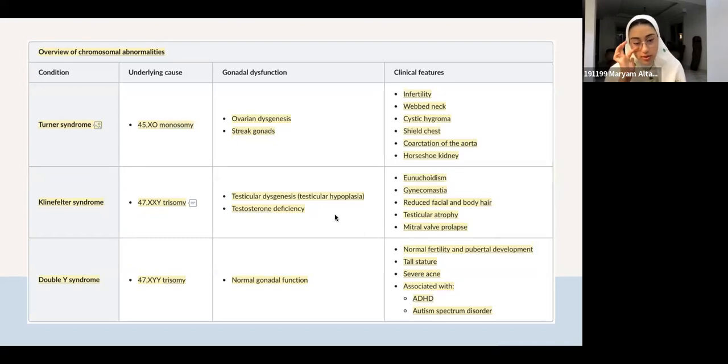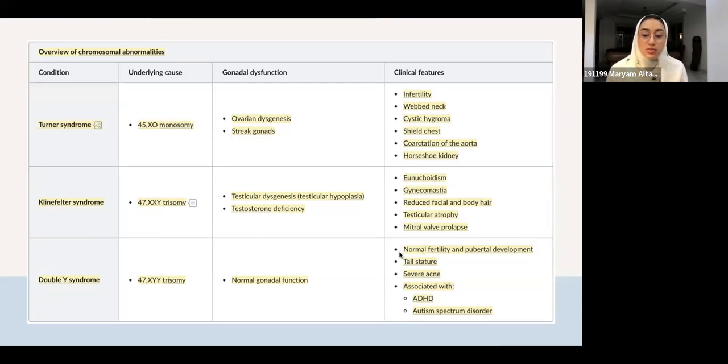It's more obvious when you guys see it in the picture, but what's the key for you guys to know is the difference in the presentation here, like what is the underlying cause. For example, Turner syndrome is 45XO, Klinefelter is 47XXY. And you can also differentiate Klinefelter syndrome from something called double Y syndrome, which the difference here is in double Y syndrome, you have normal gonadal function. Here you have decreased gonadal function.